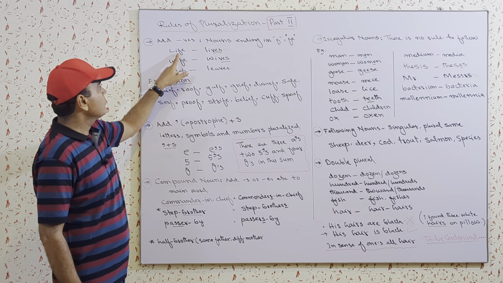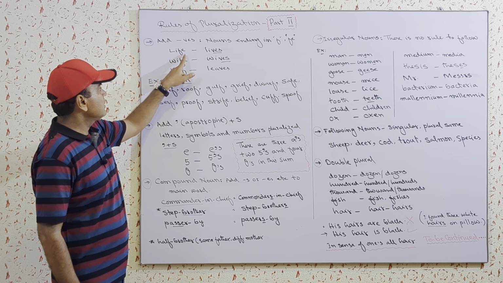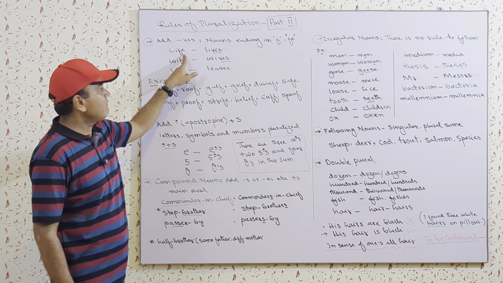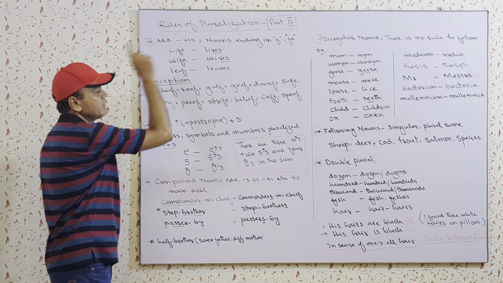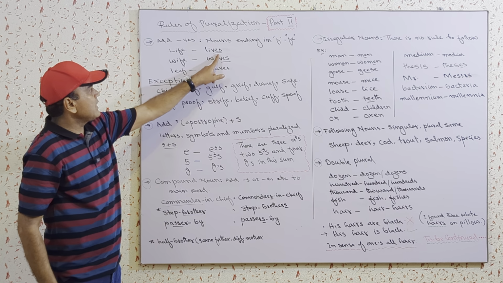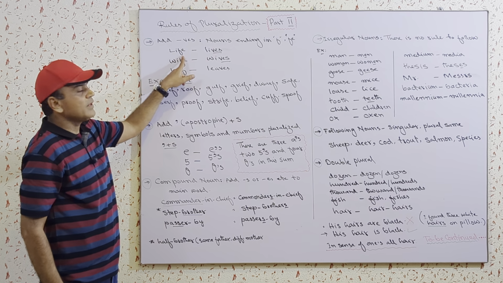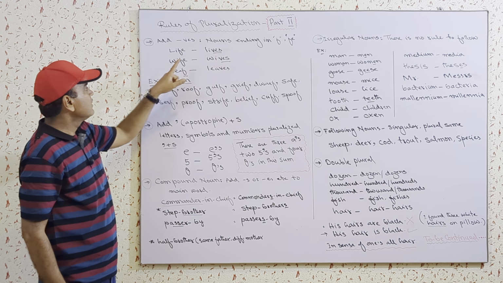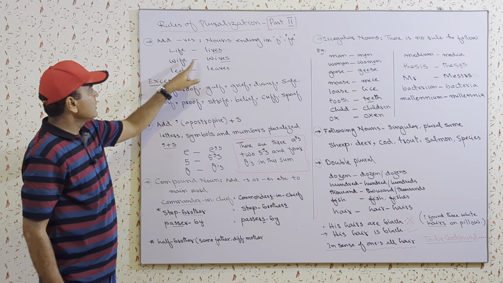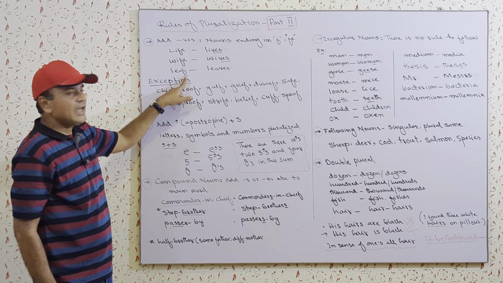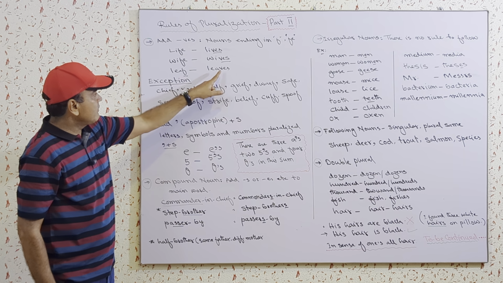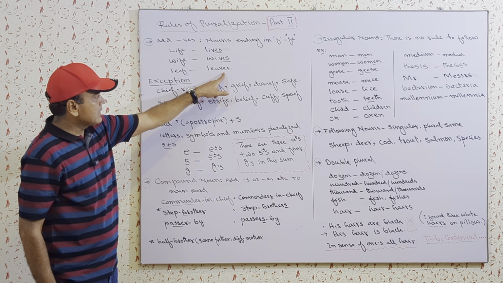or life. In this word we have fe. So if I am going to make it plural, it will be lives. I will change fe into ves. Wife, fe will change into ves: wives. Leaf has only f and it will be changed into ves.